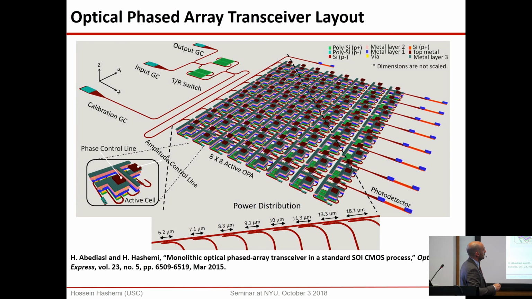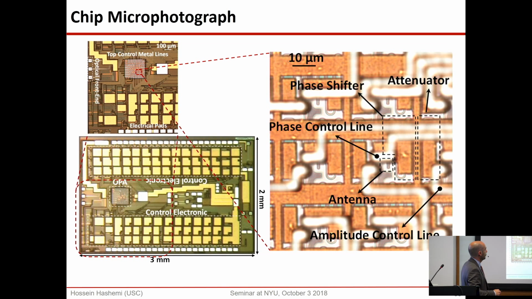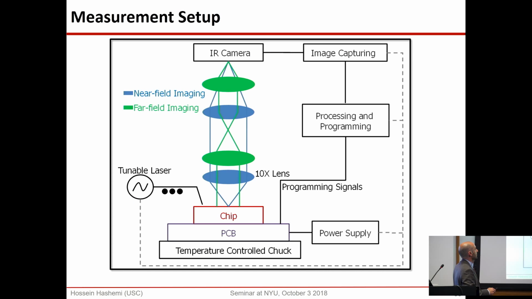So this is the entire system. It's an 8x8 array. Each unit cell consists of that antenna grating coupler, a variable phase shifter, and a variable attenuator. This is a chip. We didn't have a good camera back then, so you don't see a lot. You see metal fills, a lot of it. This is a waveguide, for instance. On top of it is metal fill. You can't even see it.